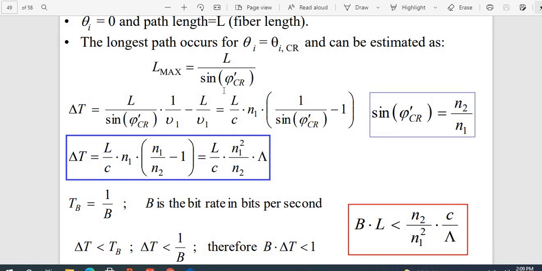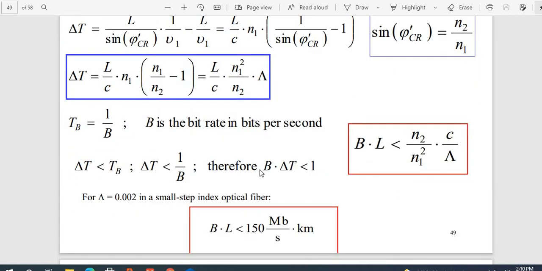So we write that into 1 by mu 1, where mu 1 is the velocity, minus L by c or mu 1. So we can write L by c common. I know the critical angle is n2 by n1, and I have substituted that value n2 by n1 here. So what I got is 1 by sin theta critical, which is n2 by n1. If I take the reverse of it, it is n1 by n2. That is the reason I have written n1 by n2 beside n1 as it is. If you multiply, n1 square will be there. This is the angle we can write as delta t is equal to 1 by B. B is nothing but the bit rate in bits per second, right?